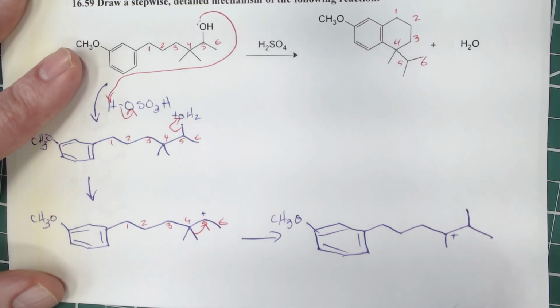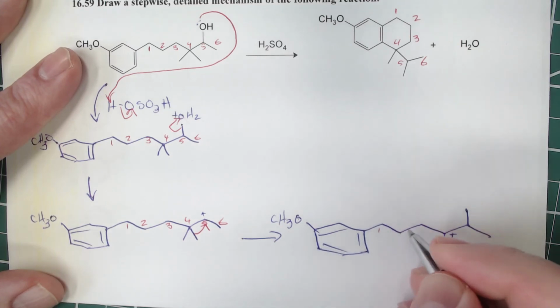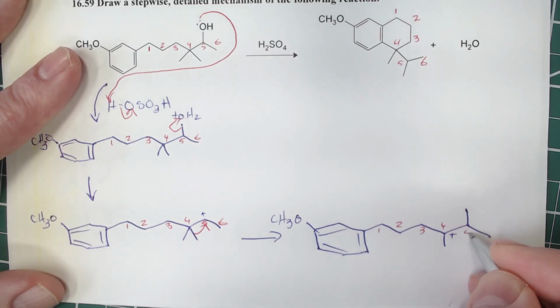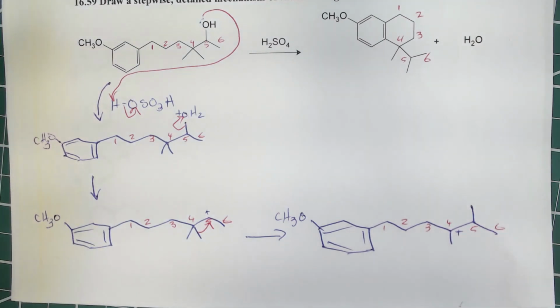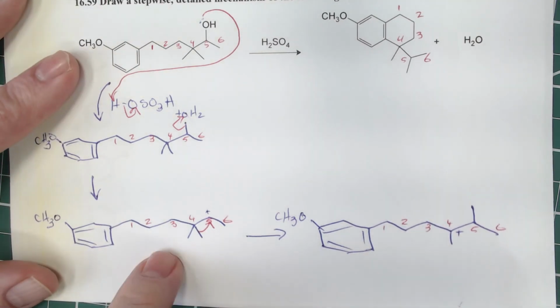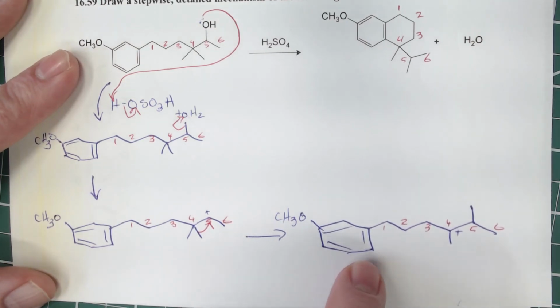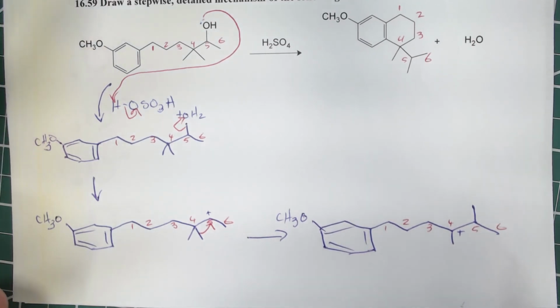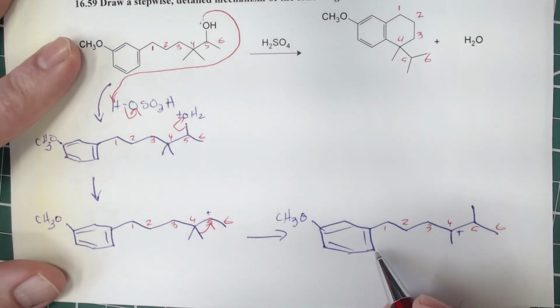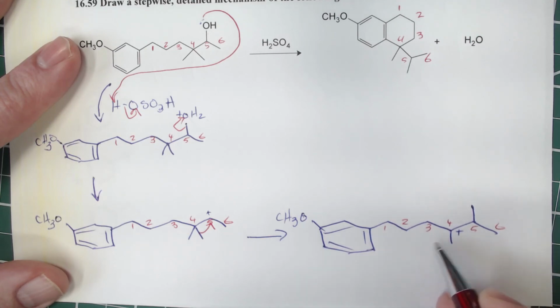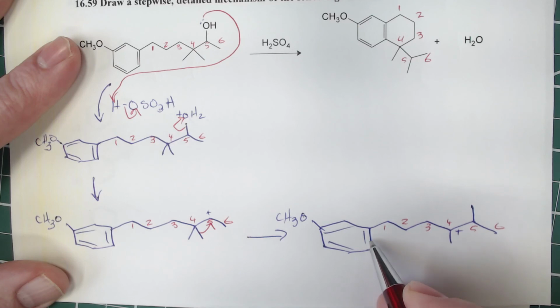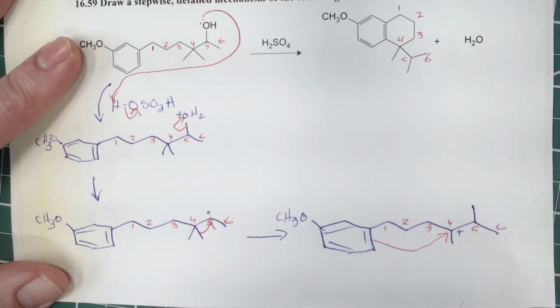we now have a positive charge on carbon 4. 1, 2, 3, 4, 5, 6. So carbon 4 is a tertiary carbocation, and that's more stable. So the driving force to go from here to here was that we get additional stability. All right, now we're going to do the Friedel-Crafts. We're going to react it with this carbon. And so when we react with that particular carbon, we're going to go from this pair of electrons to carbon 4.